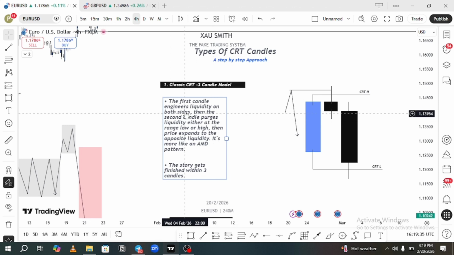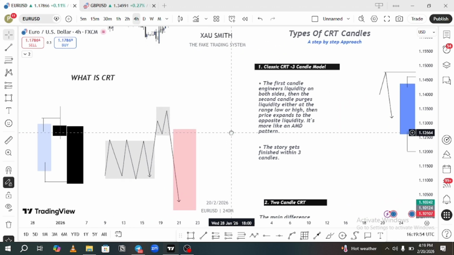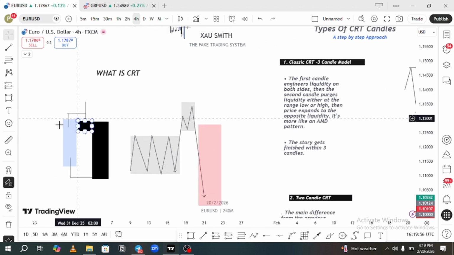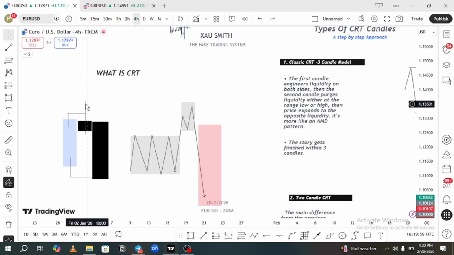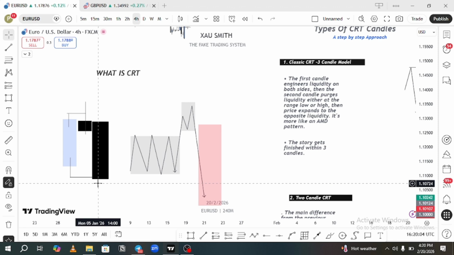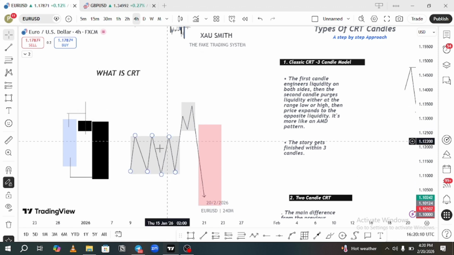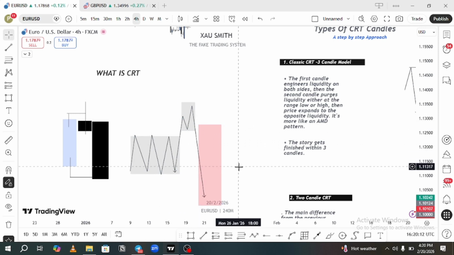In this definition, they said the first candle engineers liquidity on both sides. Then the second candle purges liquidity of either the range low or high, then price expands to the opposite liquidity. It is more like an AMD pattern, just like what we defined here. The first candle engineers liquidity, the second candle comes to purge liquidity either from the high or from the low, then the third candle distributes to take out the other draw on liquidity that wasn't met, right? It is accumulation, manipulation, and distribution.